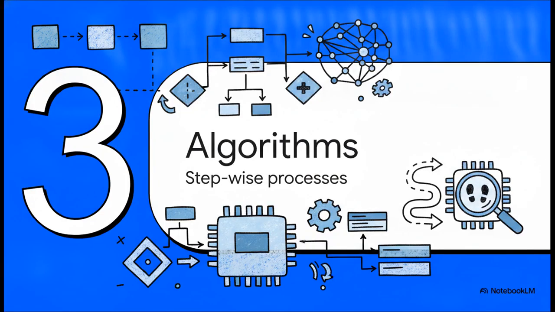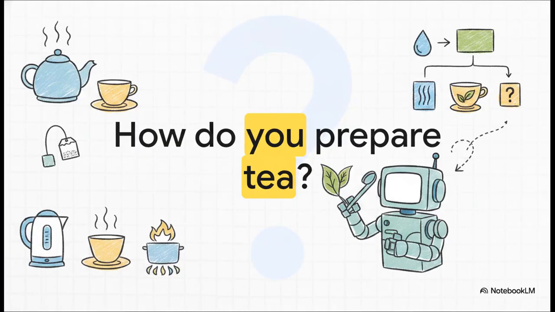Which brings us to Section 3, algorithms, those crucial stepwise processes. Now, I really want you to think about this question for a second. How do you prepare a cup of tea? It seems ridiculously simple, right? You'd probably just do it on autopilot every morning. But if you had to explain it to a literal robot that had never even seen a kitchen before, suddenly the hidden, step-by-step complexity of this incredibly mundane daily task becomes extremely obvious.